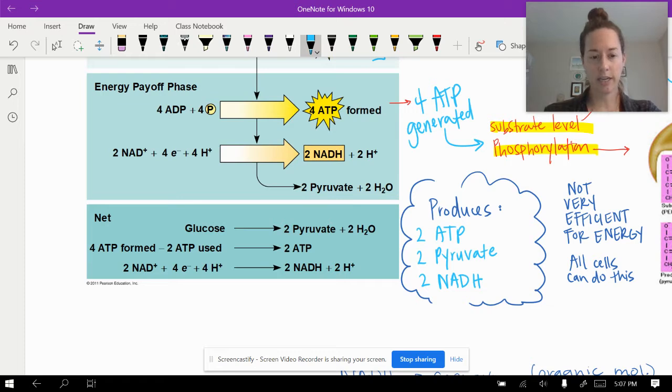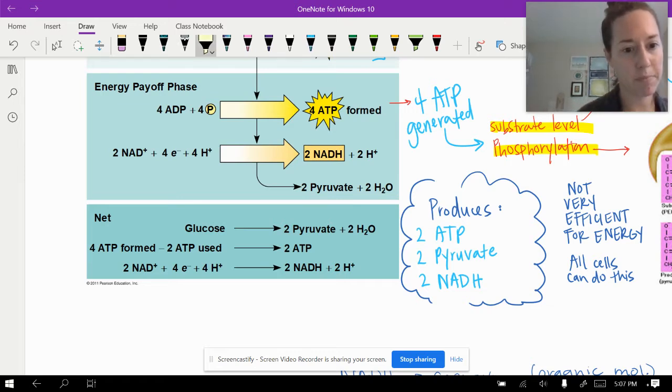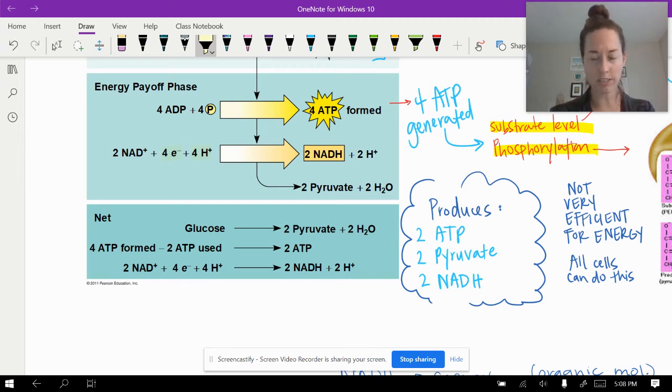And that is done, if I come up here, by adding electrons and also hydrogens onto a molecule called NAD+. You don't ever need to know what NAD stands for. I don't even know what it stands for. But what is important to know is that whenever you add an electron onto a molecule, you're also going to add a hydrogen. And that's for charge reasons. And it's going to become important when we get to the electron transport chain later on.